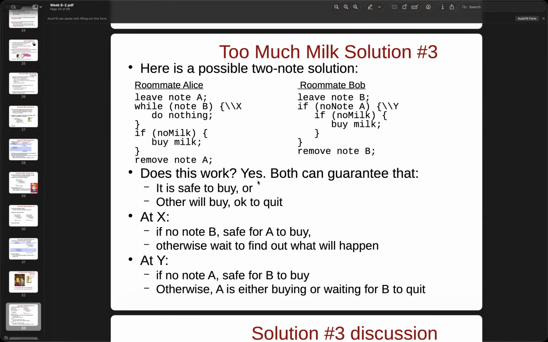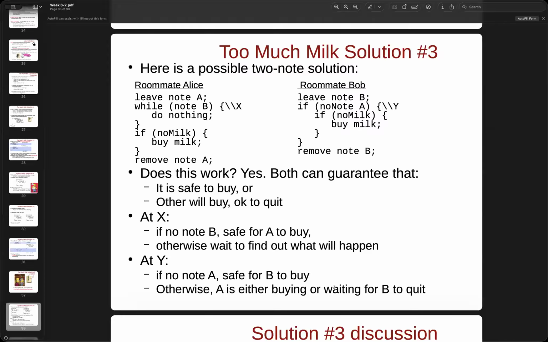So at least we can perform in this way. At point X, we say, if there is no note B, then it's safe for A to buy. Otherwise, you wait and find out what will happen, or someone just keeps checking. At point Y right here, if there is no note A, then B is safe to buy.